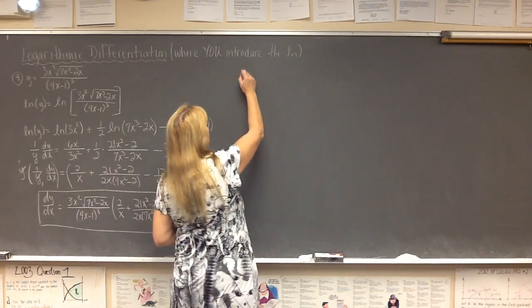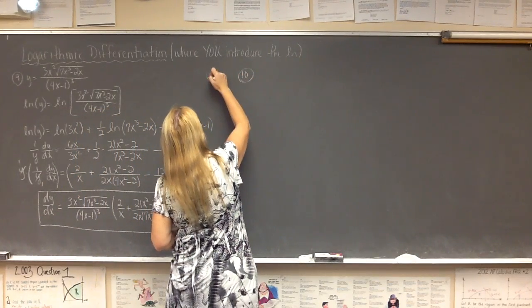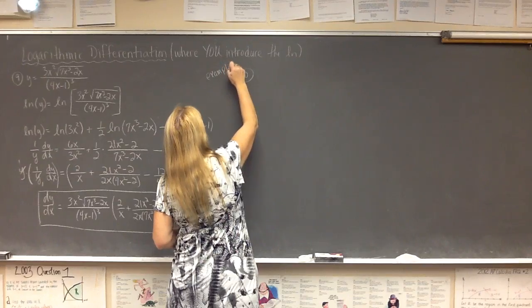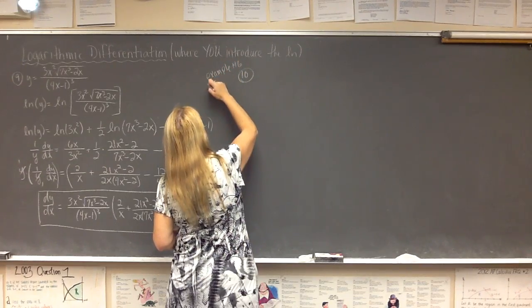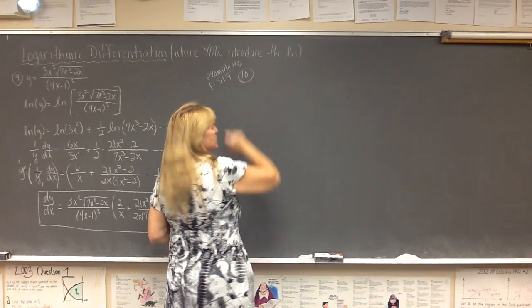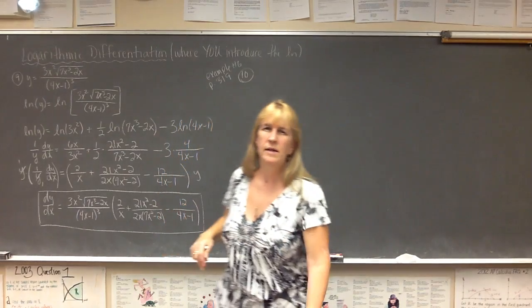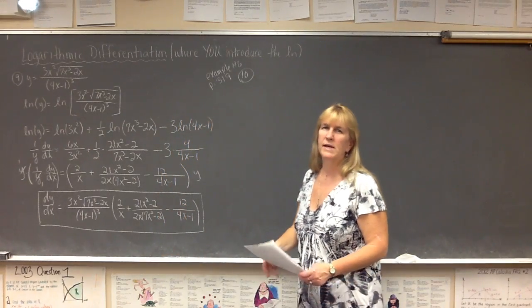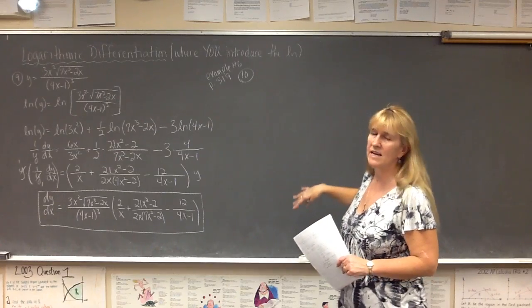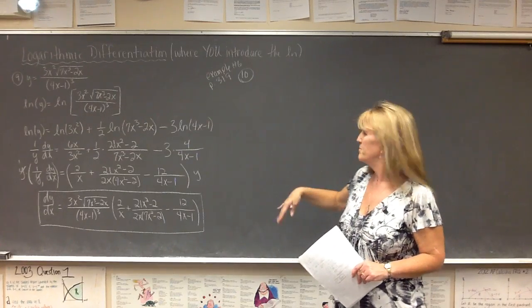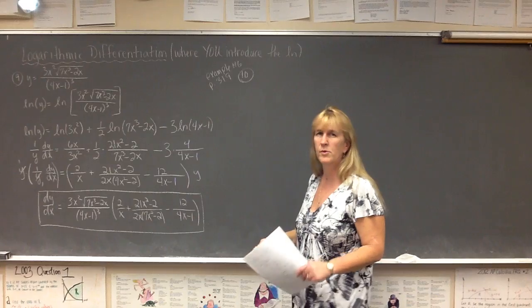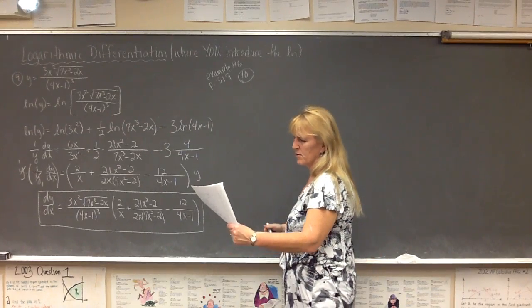Question number 10 is actually example number 6 from page 319 in your book. So the book does a pretty good job of explaining how to get the final answer, but there's a little bit of ambiguity in the middle someplace, so I'm hoping I'm going to explain it all a little bit better for you.